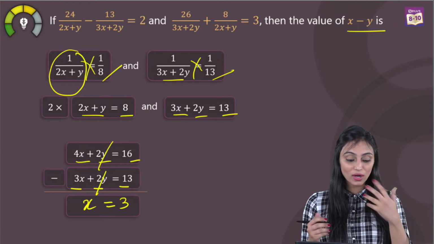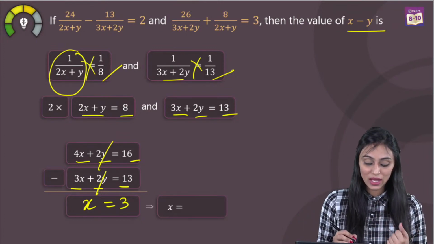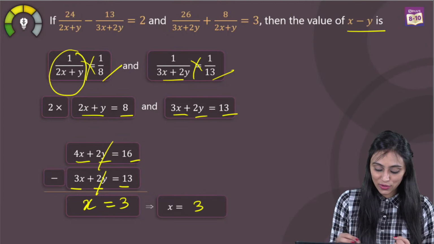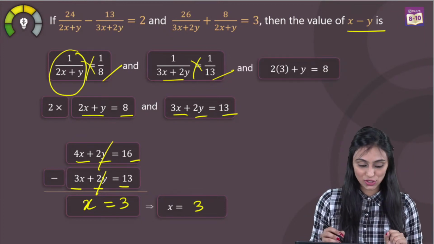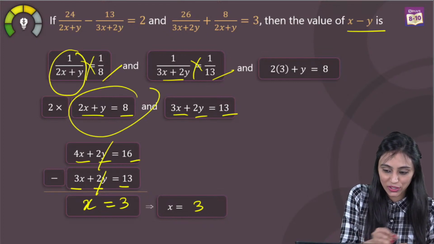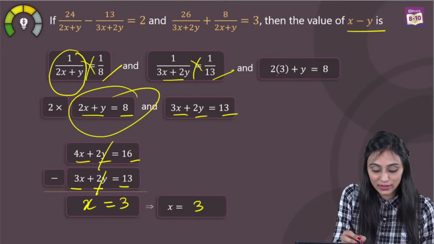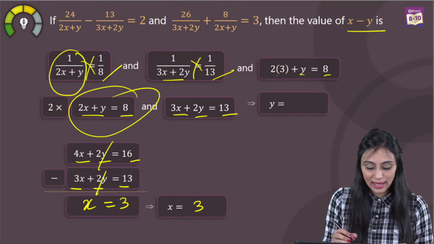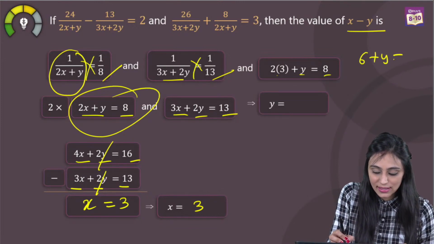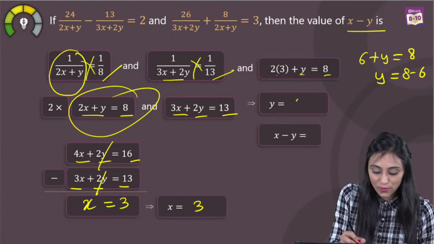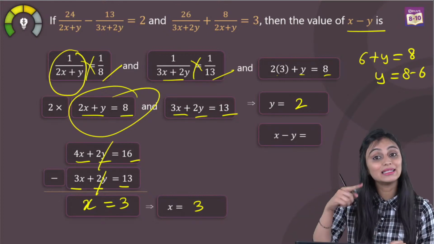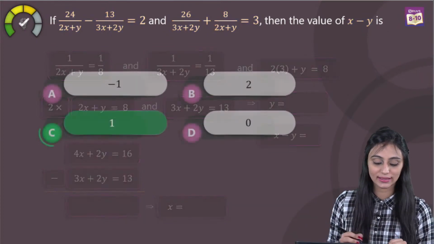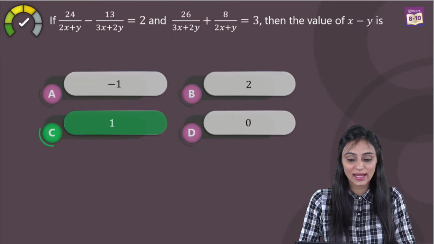Now we have got the value of x, we need the value of y from here. So x is basically 3 over here. To get the value of y, you can substitute that in any of the equations, right? Let's suppose I'm using this equation over here. So I'll put 3 over here plus y equals 8. That means this is going to be 6 plus y equals 8. So y in that case is going to be 8 minus 6. So y would be 2. But what you need is x minus y's value. That's going to be 3 minus 2, which is going to be 1. So option C, which is 1, that's the right answer.